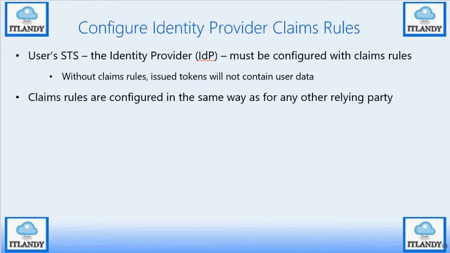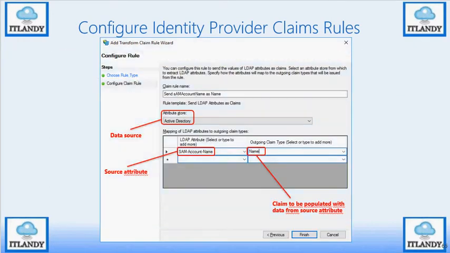Users' STS, which use the identity provider IDP, must be configured with the claim rules. Without claim rules, the issued token will not contain any user data, so no identity or information. Claim rules are configured in the same way as for any other relying parties. What does that mean for us? Let's have a look.